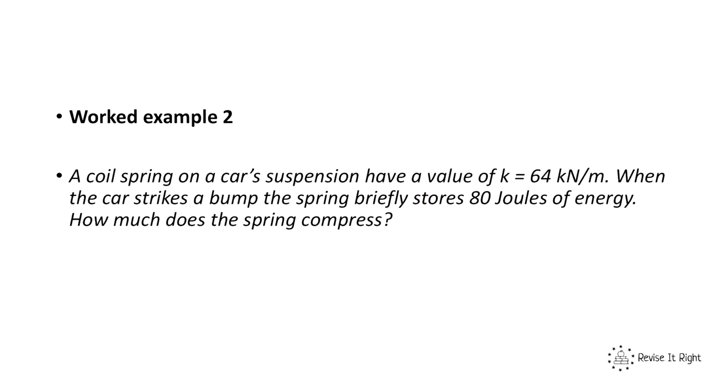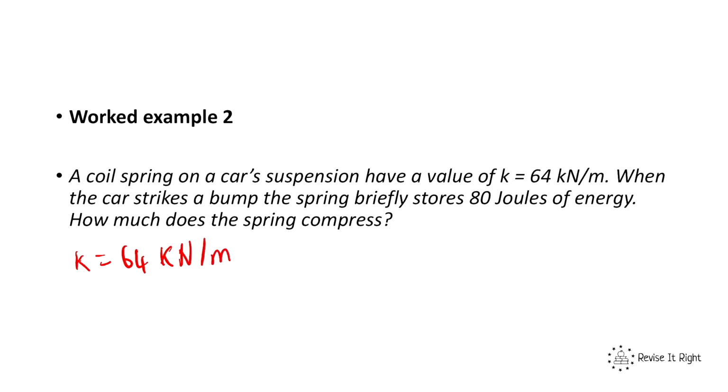Let's do one more. A coil spring in a car suspension has a value of K equals 64 kilonewtons per meter. When the car strikes a bump, the spring briefly stores 80 joules of energy. How much does the spring compress? Okay, so again, let's write down what we know. We've got our K value, our spring constant of 64 kilonewtons per meter.